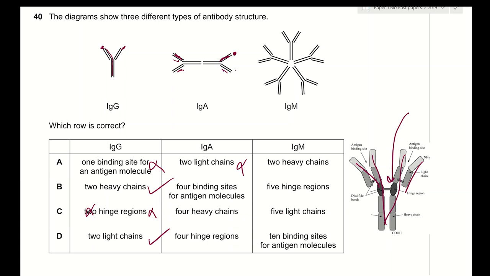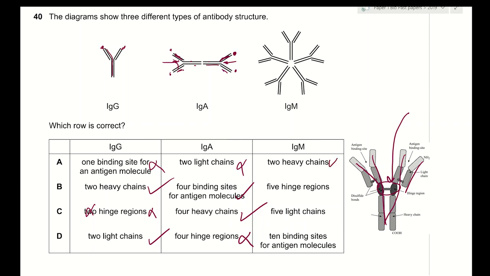For B, four binding sites for antigen molecules. Yes, we have here 1, 2, 3, and 4. So this is correct. For C, four heavy chains. Yes, this is also correct. Four heavy chains. We have here 1, 2, 3, and 4, the longer ones. And for D, four hinge regions. As we mentioned earlier, the hinge region is present at the center here. Therefore, we only have two. So this is incorrect.